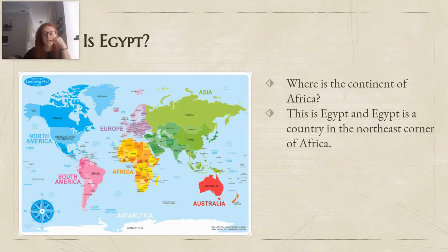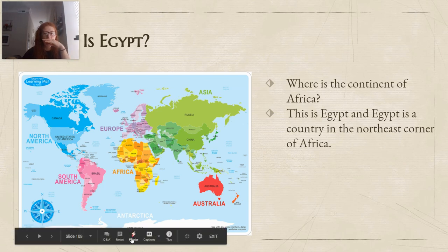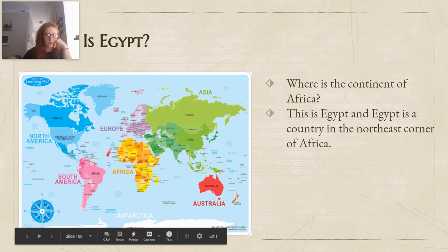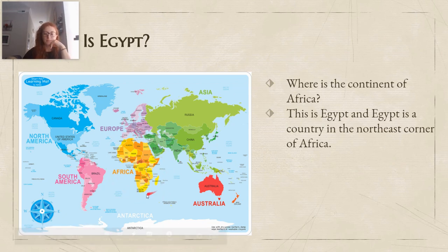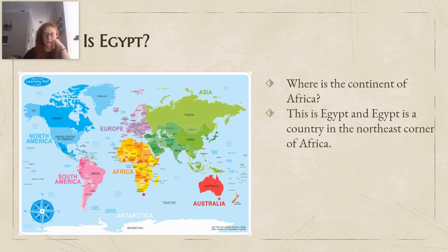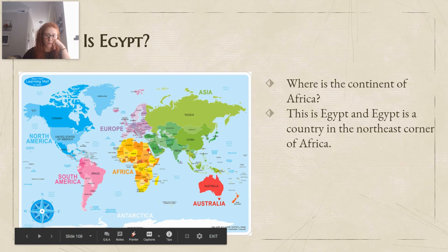All right, where is Egypt? So first, where is the continent of Africa? It's this yellow part, okay? So that's the continent of Africa. And Egypt is a country in the northeast corner of Africa. Where's Egypt? Right here in the northeast corner of Africa.